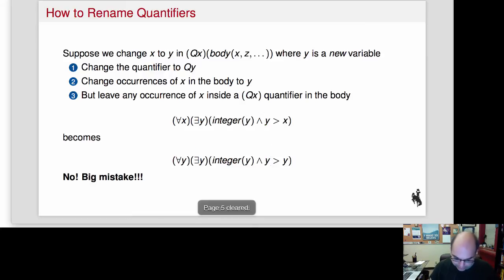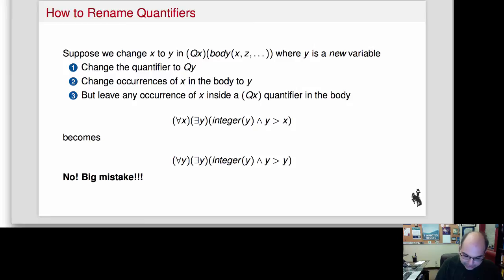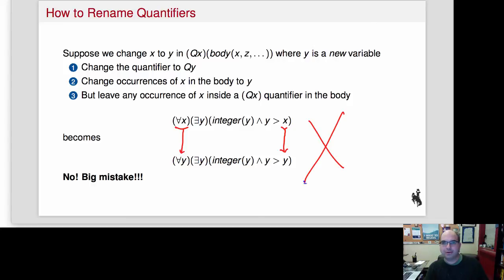All right, let's try this one. Again, we change the x to a y, and we find the occurrences of x and change them to y's. Except in this case, what we have is a complete, total, absolute disaster. Notice that y greater than x turned into y greater than y. Y greater than y is simply false. So something has gone wrong, and it's pretty easy to see what.